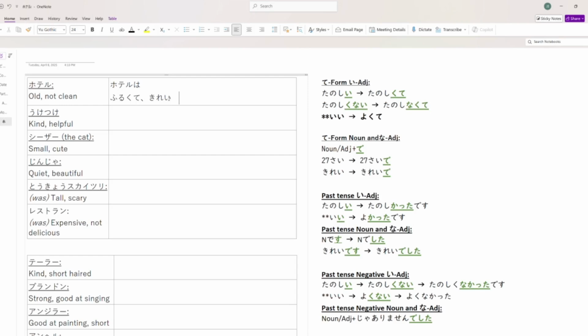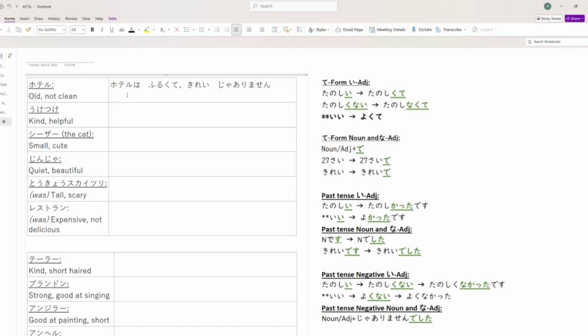I wanna do janai, but I don't think that's right. I would be fine with that. It's just they haven't talked about using janai instead of ja arimasen. So it would just be kire ja arimasen. Okay, read the whole thing please. Hoteru wa furukute kirei ja arimasen. Yes, that's right.